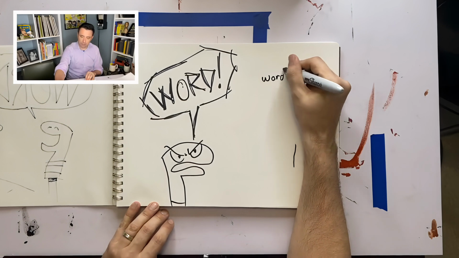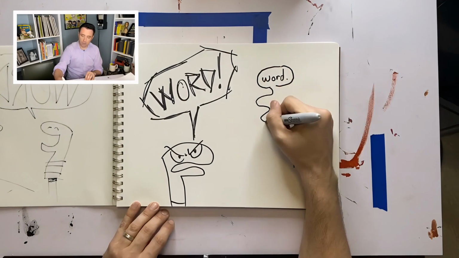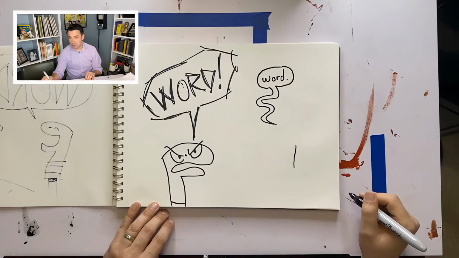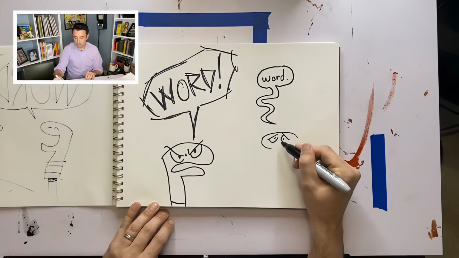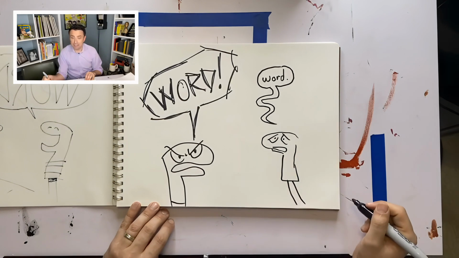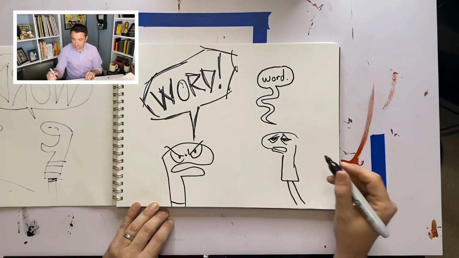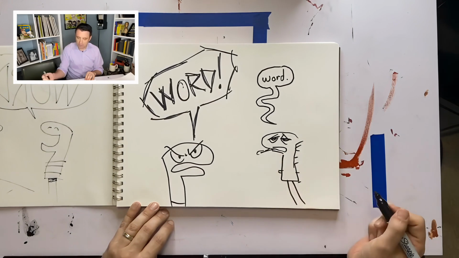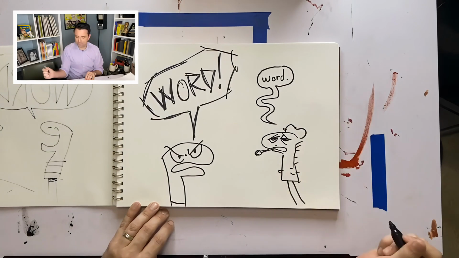Now, what if I drew the stem to be all wavy like so? Could mean a few things. It could mean that the character's sad. Could mean that the character's tired. It could mean maybe the character's been beat up or isn't feeling so well. There's a thermometer in their mouth, maybe an ice pack on their head.